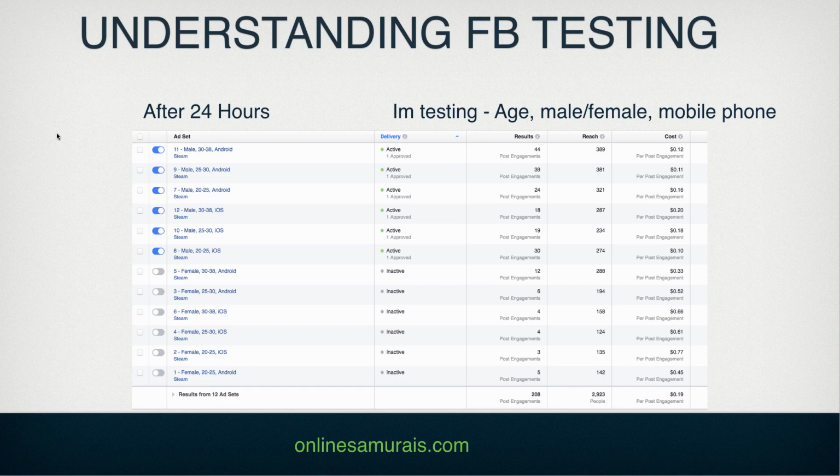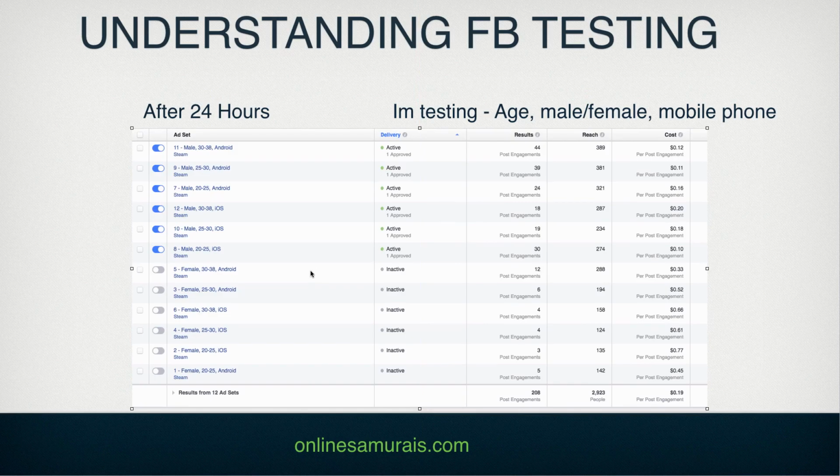So as you can see in this screenshot here, this is after 24 hours and I'm testing age, male, female, and what mobile phone they're using, so if they're using Apple or Android. As you can see, 24 hours after, the female ones weren't performing as well. These were all started at the same time, budgets are pretty much the same, about $4 each I think, and the female were getting high engagement. So I simply cancelled those out, because if these female ones are performing a lot worse than the male ones, it tells me that the female ones aren't going to really do any better. They're not interested in this product.